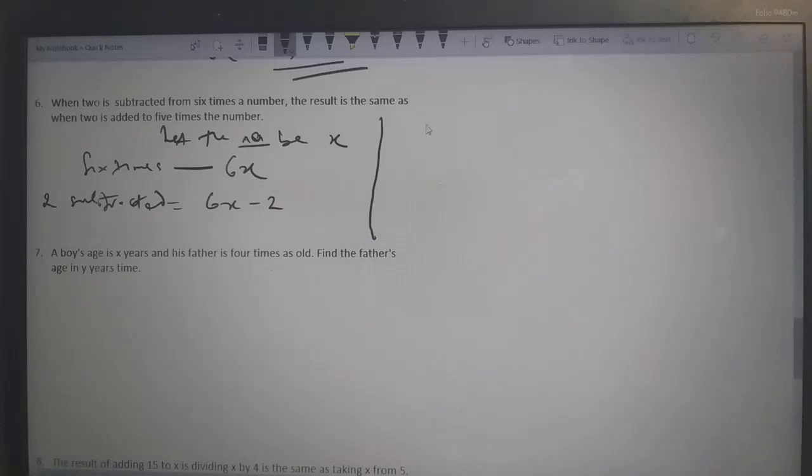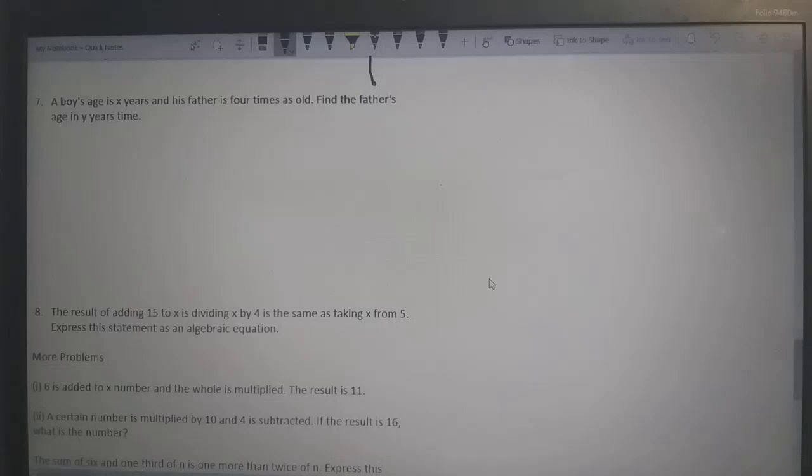Okay? And the result is the same. That is our result here, which will still remain 6x minus 2. And that is the same as when 2 is added to 5 times the number. Now you should know that 5 times the number is 5x, isn't it? That means 5x plus 2. So this is the equation we are looking for. Alright? So this is another case. You can go through it and be sure that you understand it.